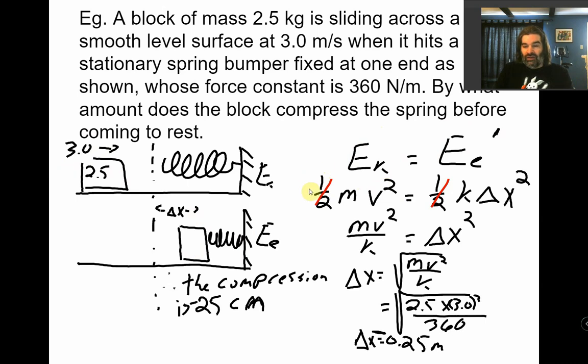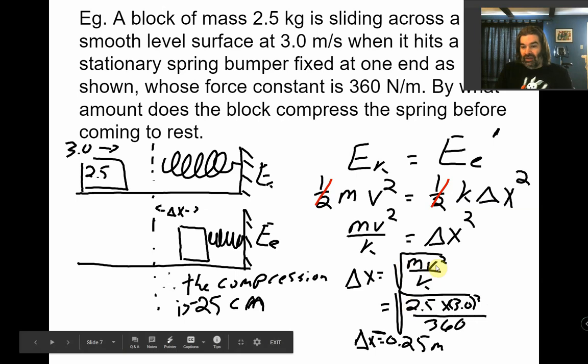Kinetic energy is 1/2 mv squared. Elastic energy is 1/2 k delta x squared. So we basically rearrange that for delta x. Divide by k, take a square root, plug in the numbers for the mass, the velocity, and k, and we find that our spring will compress 25 centimeters.